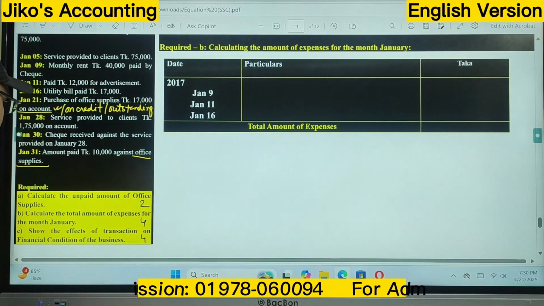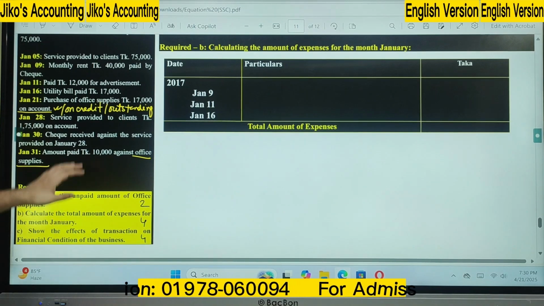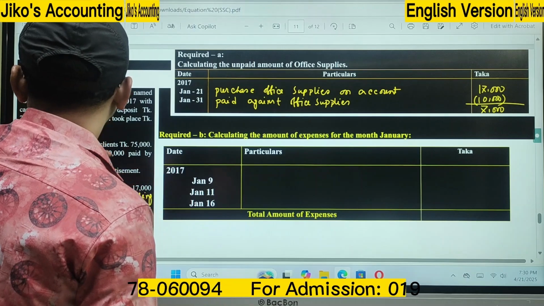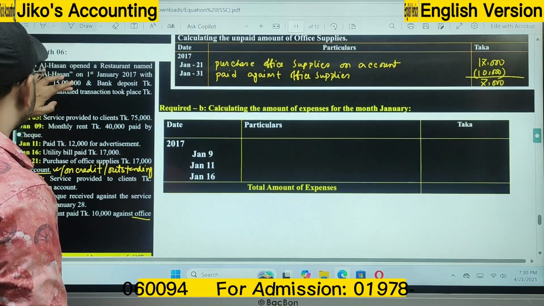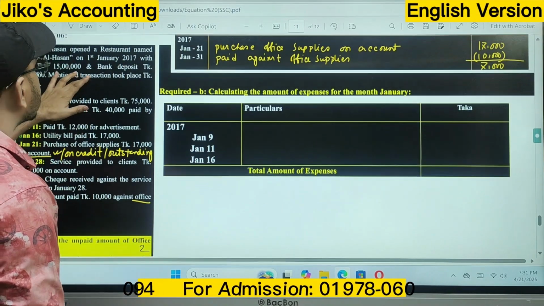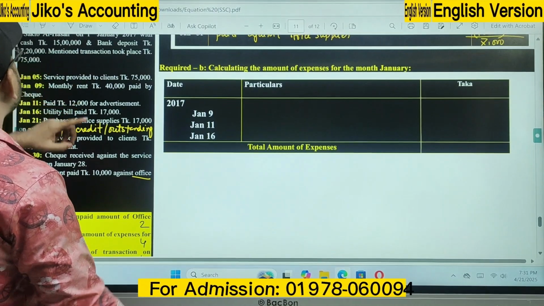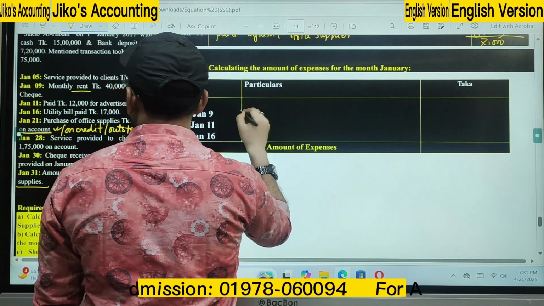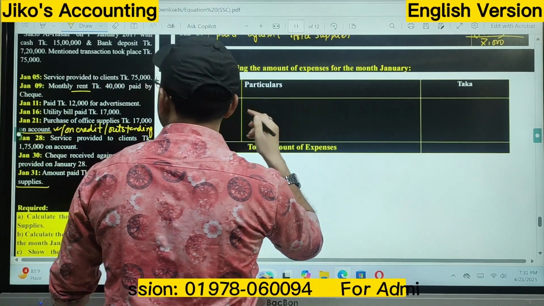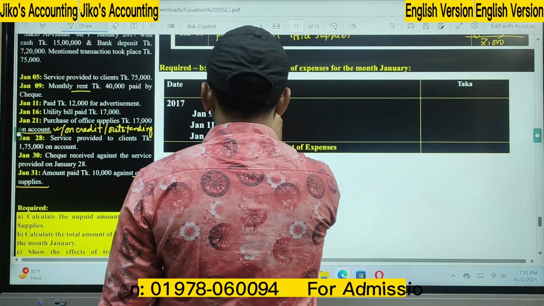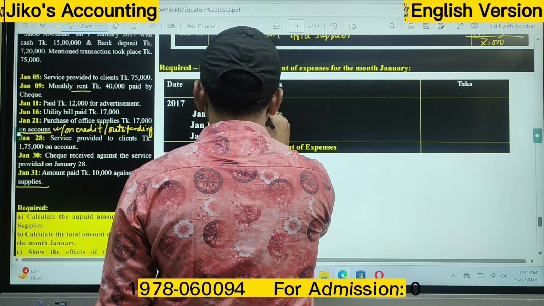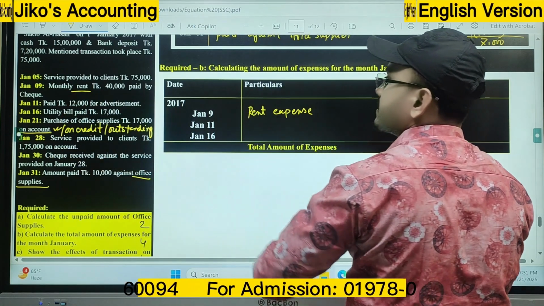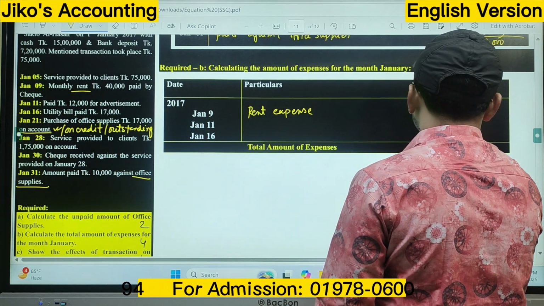Now calculate the total amount of expenses for the month of January. We have to calculate only the expenses. It's an asset and capital, so it won't be included here. Service provided is a part of the income, so it won't be included here. Monthly rent, you can see. Rent is an expense paid by check. So what is my expense here? Rent expense. What's our rent expense here, sir? Monthly rent expense is 40,000.